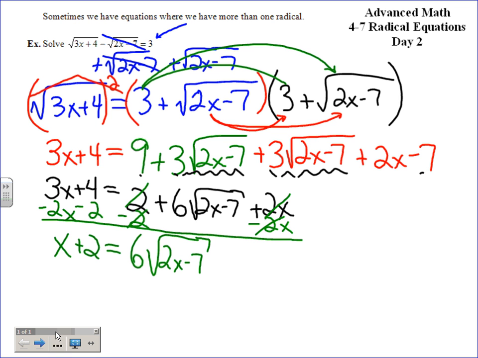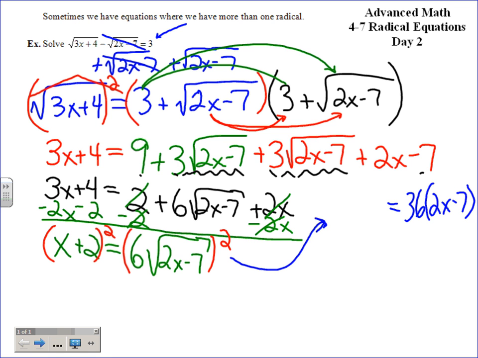So the only thing that's going to take care of that is if I square, but remember you can only square each side. So I'm going to square this side. I'm running out of room, so I'm going to move it up here for you. Is it okay with you? Well, here, let's square the right side. 6 squared is 36. And what is the square root of 2x minus 7 squared? 2x minus 7.